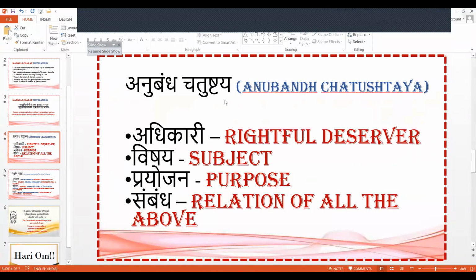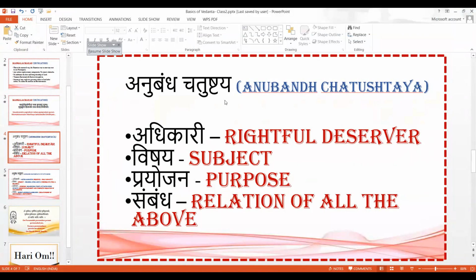Anubandh Chatushtaya meaning what is the relationship, the beautiful relationship or the relationship with any action. That is called Anubandh Chatushtaya. Now, it consists of 4 factors. The first being the Adhikari. Adhikari means the rightful deserver.